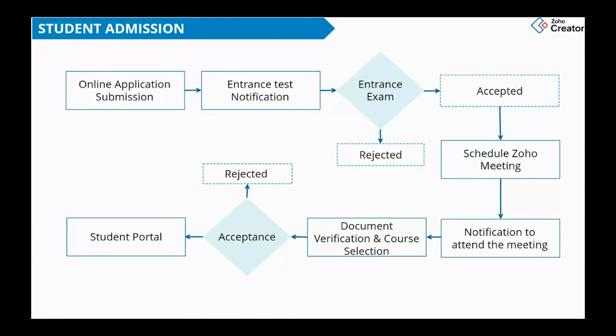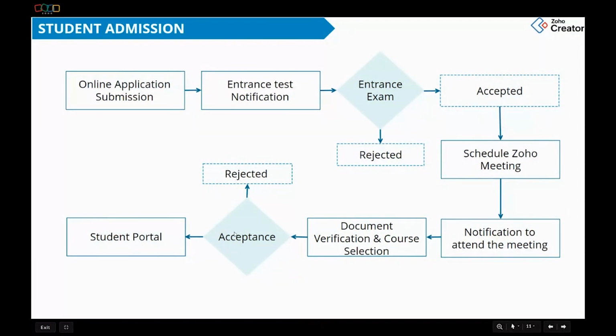After clearing this document verification level, the student will be considered an enrolled student of the particular university I took. After they get accepted, I'll be giving a portal to the student. From there, they can manage their profile information. They can see the course information they enrolled for, or they can see the latest announcements provided by the university. So these are the things the students can see in their portal.